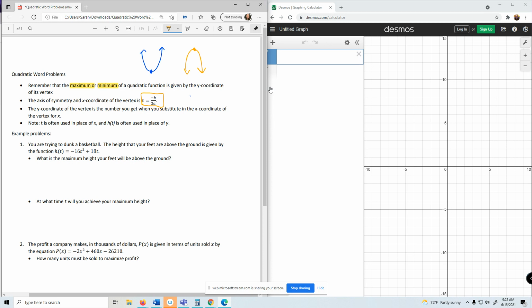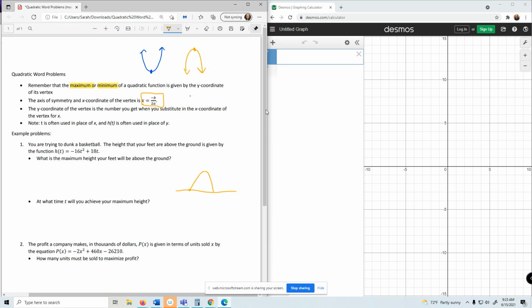I also have Desmos pulled up here so that we can use it for our calculations, especially when we get into some bigger numbers trying to find the minimum or maximum values. Let's go ahead and dive right in. You are trying to dunk a basketball. The height your feet are above the ground is given by the function h of t equals negative 16t squared plus 18t. So basically what happens, if this is the floor, which your gym floor would hopefully be much more even than that, your feet start here, you jump up, eventually hit some sort of max height, and then hit the ground again.